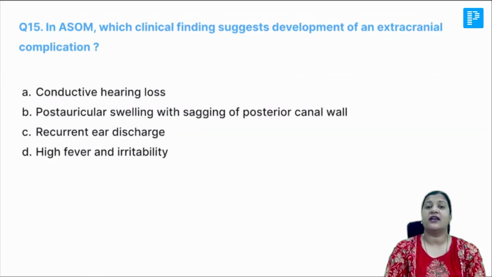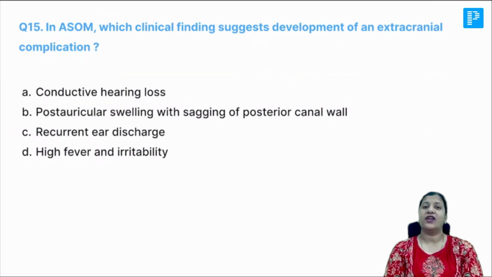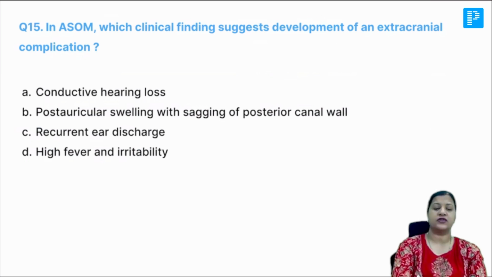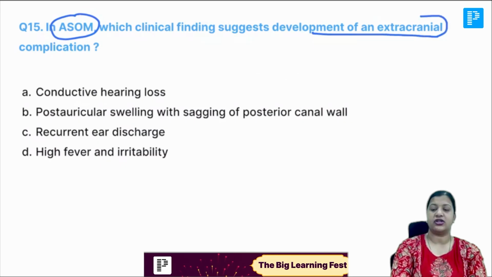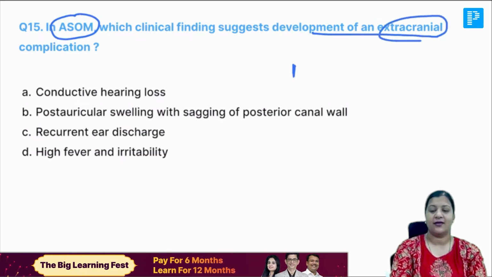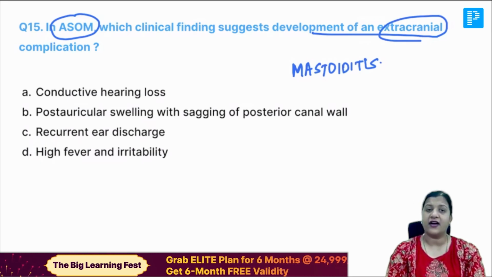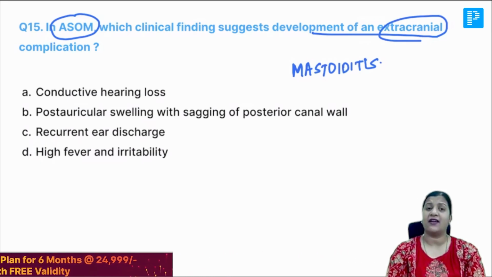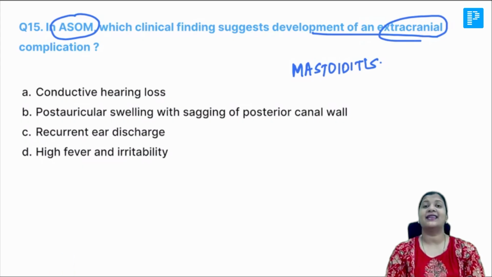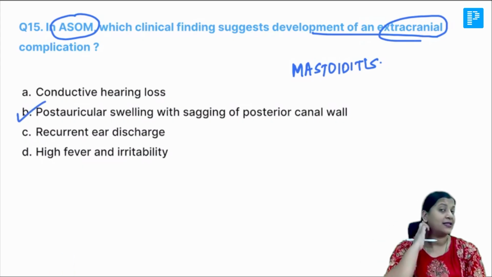In ASOM, which clinical finding suggests the development of an extracranial complication? Conductive hearing loss, post-auricular swelling with sagging of the posterior canal wall, recurrent ear discharge, high fever, and irritability. So whenever we talk of ASOM, the most common extracranial complication in ASOM is going to be, yes, very good, mastoiditis. So in mastoiditis, we can have conductive hearing loss, we can have fever, we can have irritability, but the sign that tells us that there is mastoiditis is post-auricular redness, post-auricular swelling, there is sagging of the posterior canal wall.